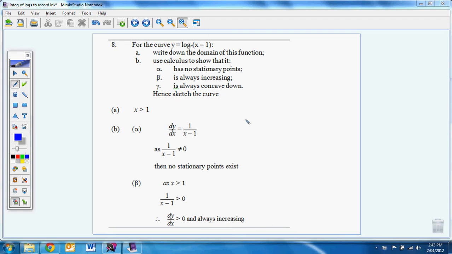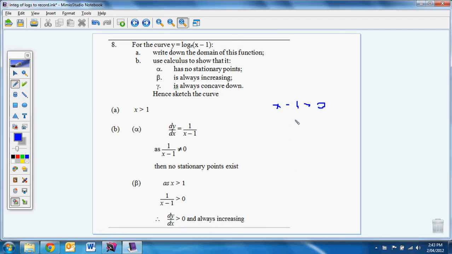So in question 8 here, again, what we want to do is end up sketching this curve, but using calculus to do it. So the first thing again, find the domain of the function. So log of x minus 1, now we know about logarithms and that we know that we can't take log of anything that's 0 or negative. So we know x minus 1 would have to be greater than 0. So if that's the case, x then would have to be greater than positive 1.